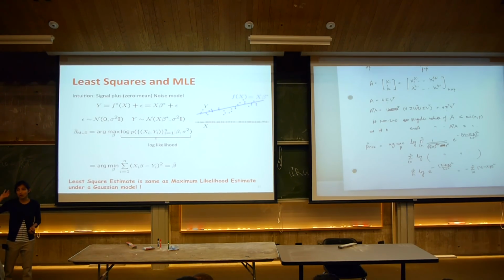So it's under this model that you're buying into a signal plus noise model where your noise is zero-mean Gaussian. Under that particular model, the maximum likelihood estimate of beta is the same as the least squares estimate, but not in general. Okay.